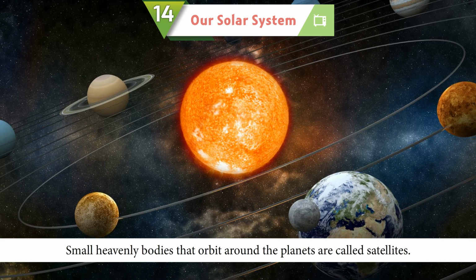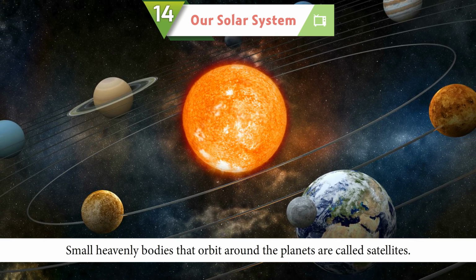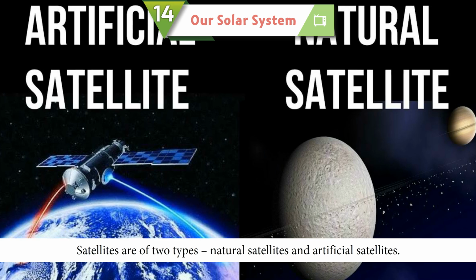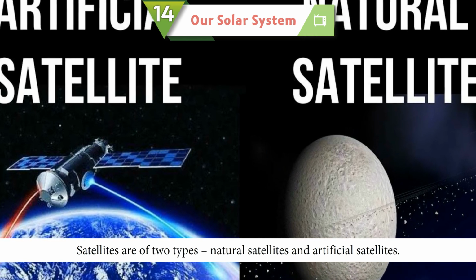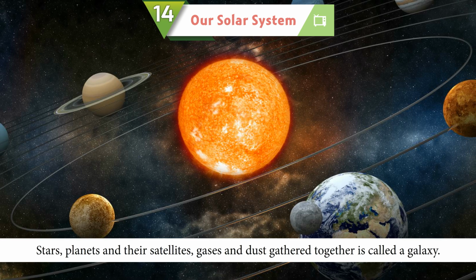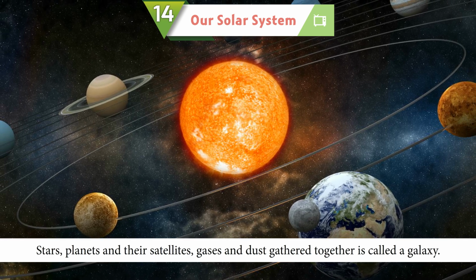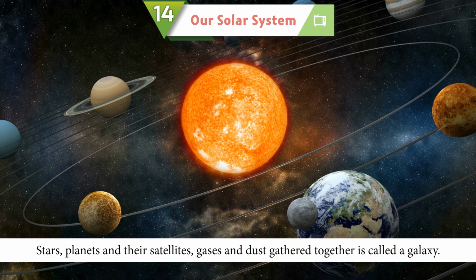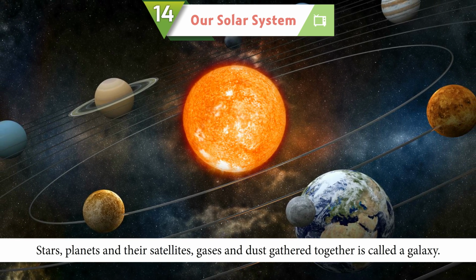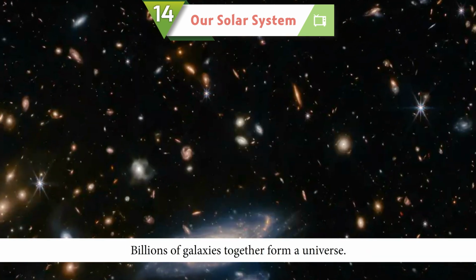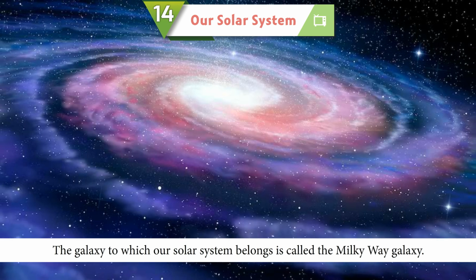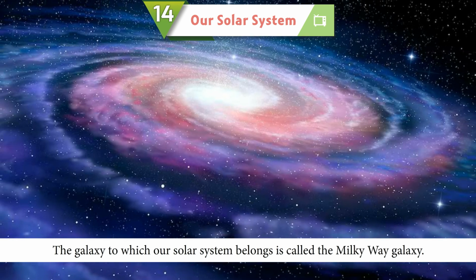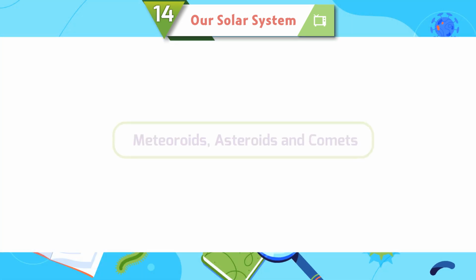Small heavenly bodies that orbit around the planets are called satellites. Satellites are of two types: natural satellites and artificial satellites. Stars, planets and their satellites, gases and dust gathered together is called a galaxy. Billions of galaxies together form a universe. The galaxy to which our solar system belongs is called the Milky Way galaxy.